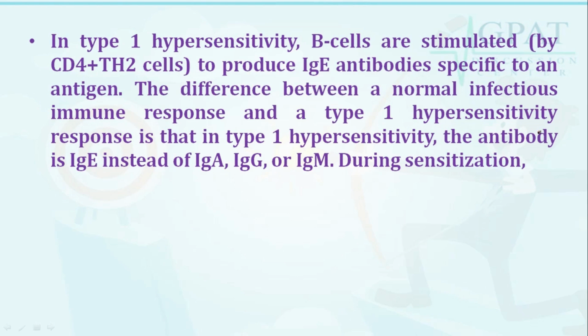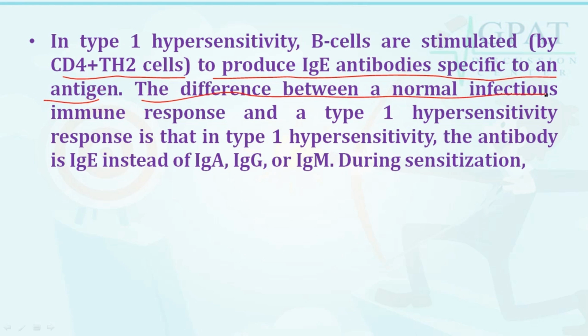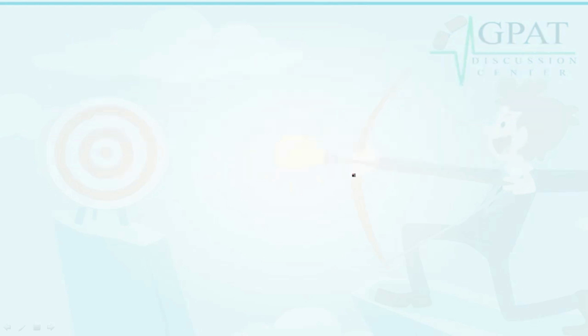In type 1 hypersensitivity, B cells are stimulated by the CD4 Th2 cells to produce IgE antibodies specific to an antigen. The difference between a normal infectious immune response and a type 1 hypersensitivity response is that in type 1 hypersensitivity, the antibody is IgE instead of IgA, IgG or IgM during sensitization.